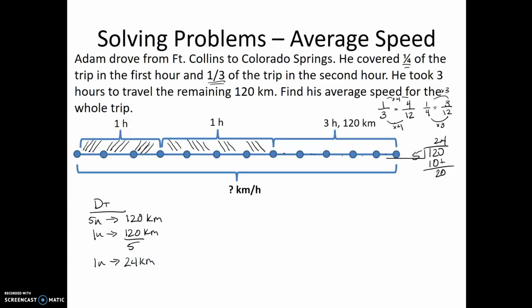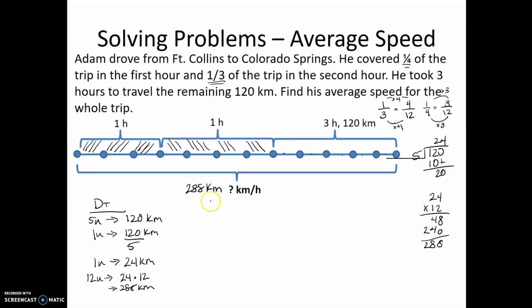Awesome. So now we know that each one of these little sections is 24. We want to solve for 12 units. That means we need to multiply 24 times 12. Let's do that over here. 2 times 4 is 8, 2 times 2 is 4, 1 times 4 is 4, 1 times 2 is 2, and we get 288 kilometers. So let's mark that on our model: 288 kilometers.